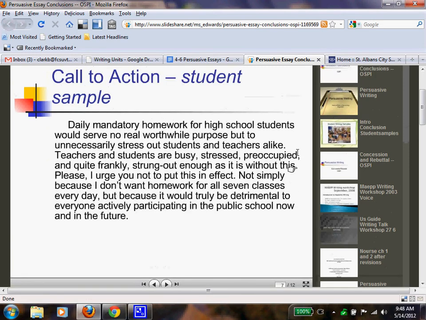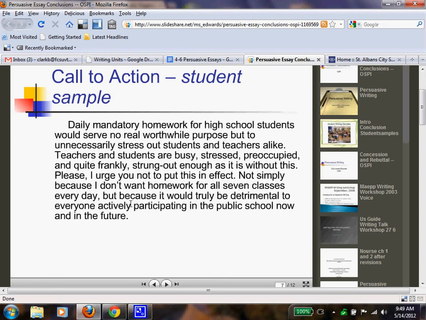Here's an example. Daily mandatory homework for high school students would serve no real worthwhile purpose but to unnecessarily stress out students and teachers alike. Teachers and students are busy, stressed, preoccupied, and quite frankly, strung out enough as it is without this. Please, I urge you to put this in effect, not simply because I don't want homework for all 7 classes every day, but because it would truly be detrimental to everyone actively participating in the public school now and in the future. That's a call to action.